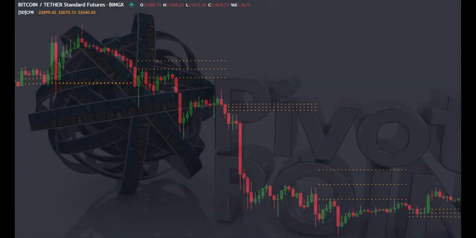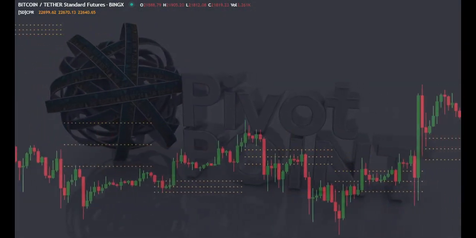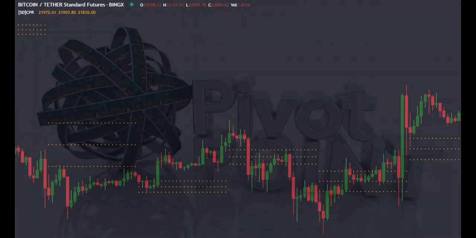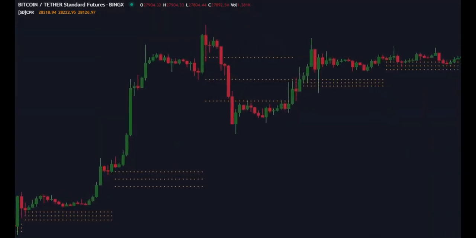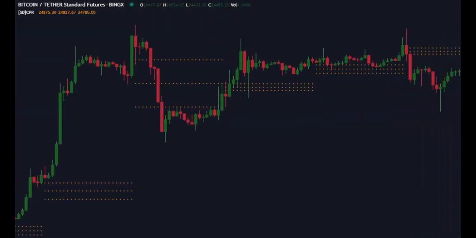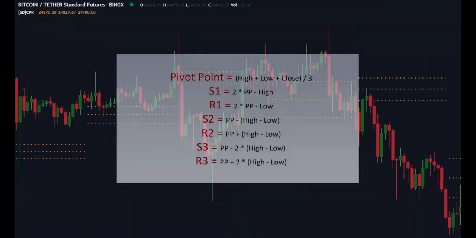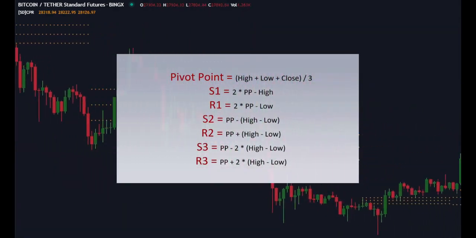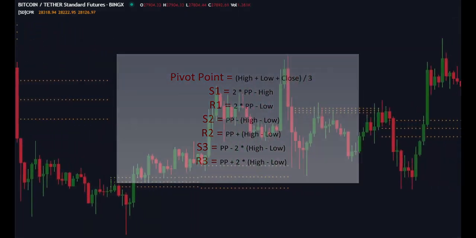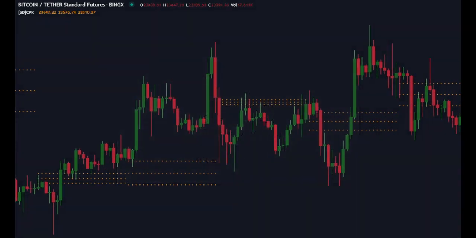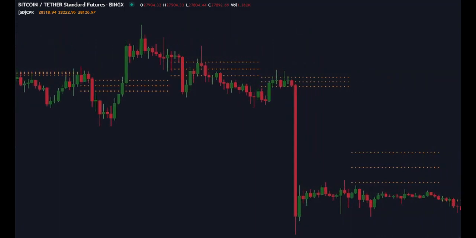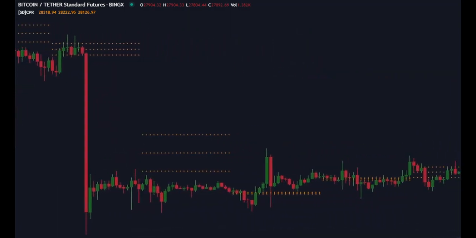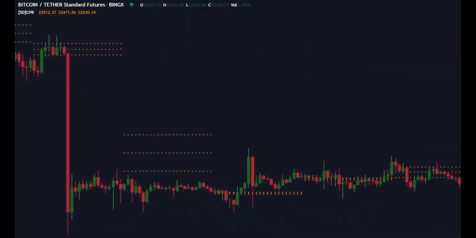CPR pivot points are a popular trading indicator used to identify potential levels of support and resistance in the market. The CPR stands for Camarilla Pivot Range, and the indicator is based on a mathematical formula that calculates key price levels based on the previous day's high, low, and close.